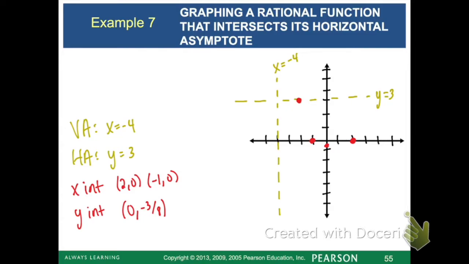Okay, I've gone ahead and graphed what we know. I have both of my asymptotes on here, as well as my 2 x-intercepts, my 1 y-intercept, and the point negative 2, 3, where we cross our horizontal asymptote.